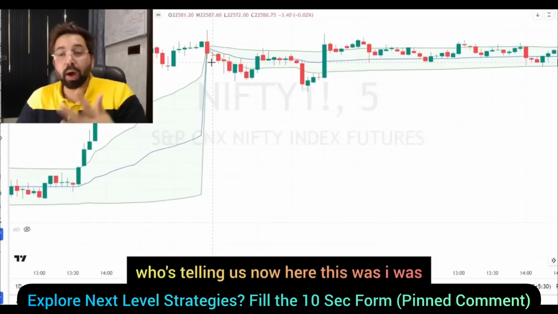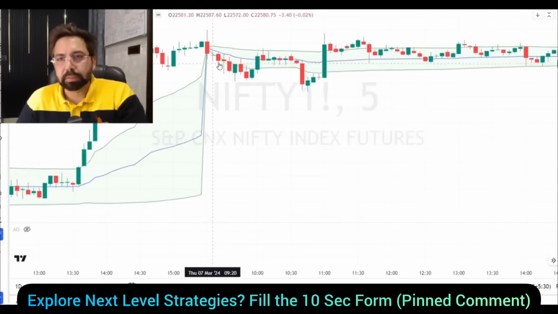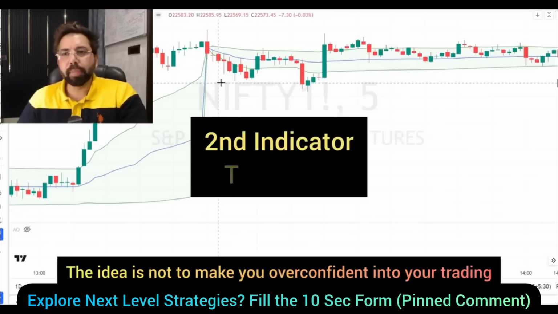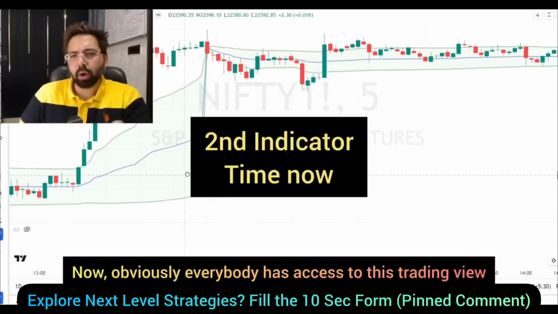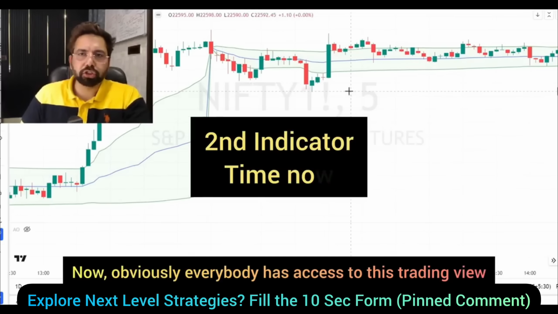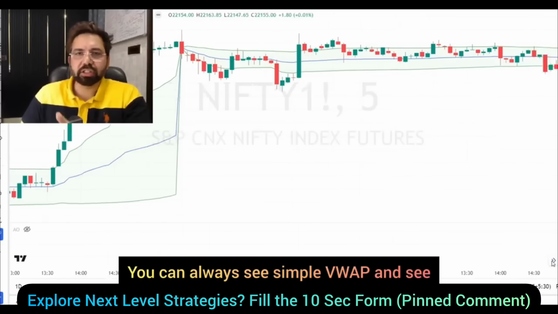Now here, I was trying to show you the stop loss, but is it a stop loss? I don't think so. But you can consider it. The idea is not to make you overconfident in your trading. We don't want that, right? It's just a good head start. Okay, now obviously everybody has access to TradingView. You can always see that. You can always see simple VWAP and see.